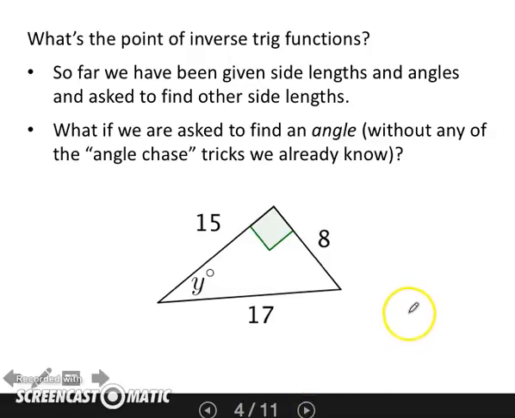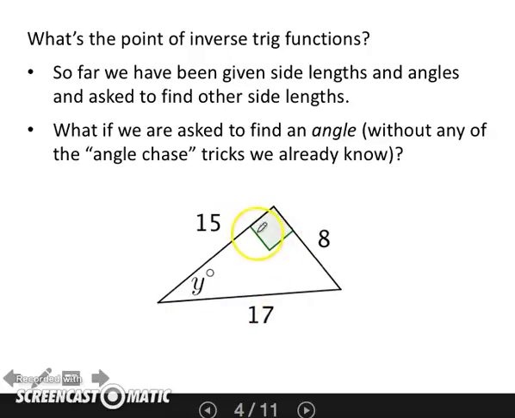So what's the point of having inverse trig functions? Well, so far in our problems, we've been given side lengths and angles and asked to find another side length. But what if we're asked to find an angle without any of the angle chase tricks that we already know, like vertical angles, some of the interior angles of a triangle? Notice that none of those things are going to work in this triangle.